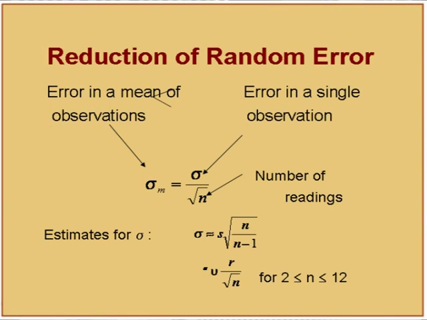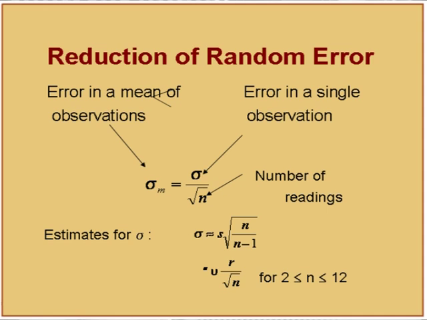Okay, let me clarify one thing. We have not said that n should be between 2 and 12. All that we have said is, if you use the formula range by root n to estimate the error sigma in a single observation, then this formula can be used between 2 and 12. That is all that we have said.